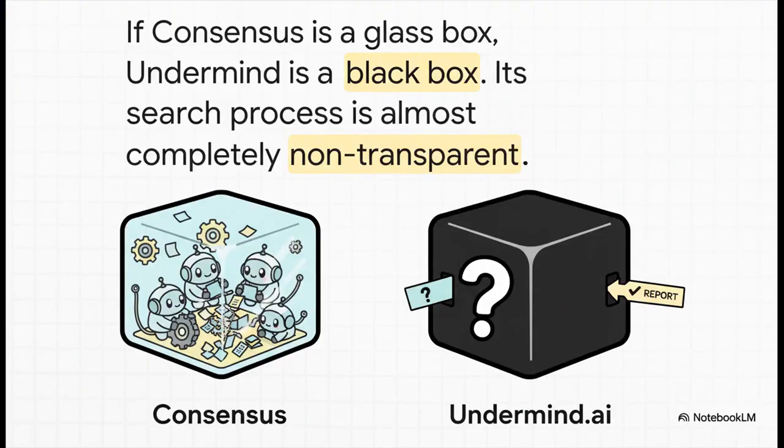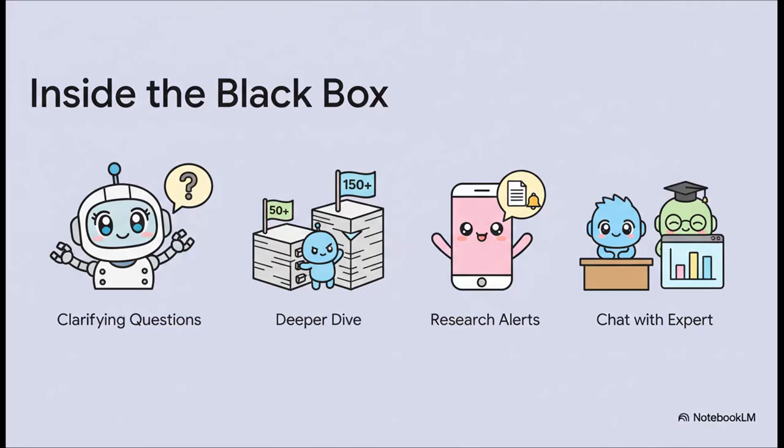If you're a researcher who needs to document everything, this is a huge plus. And then you have Undermind.ai. So if Consensus is like a glass box where you can see the gears turning, Undermind is, well, it's a black box. You put your question in one side, and this really detailed report comes out the other. But what's happening in the middle? Honestly, it's a mystery. They're not telling. But what's inside that black box is incredibly powerful.